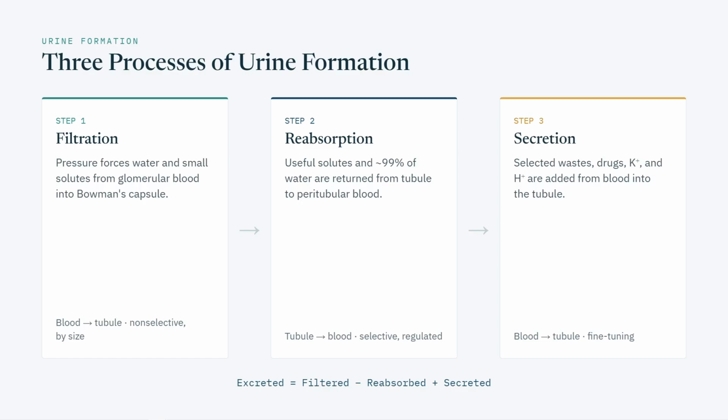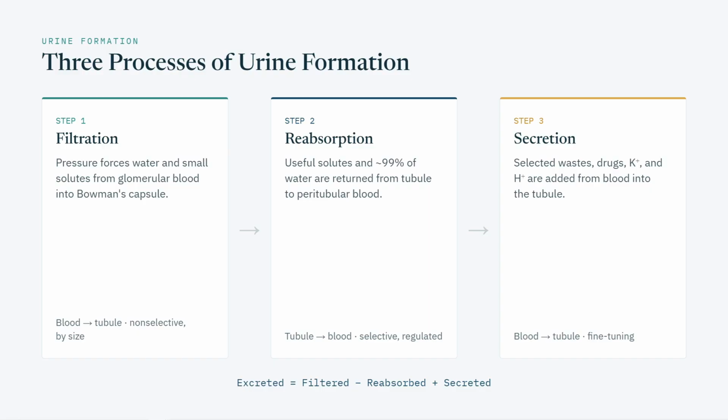Urine formation is 3 processes stacked in sequence. First, filtration. Pressure forces water and small solutes out of the glomerular blood into the tubule. It's non-selective. It filters by size, not by what's useful. Second, reabsorption. The tubule reclaims the good stuff, glucose, amino acids, and about 99% of the water and ions, and returns it to the blood. Third, secretion. The blood actively dumps selected extras, certain wastes, drugs, potassium and hydrogen ions, into the tubule for disposal.